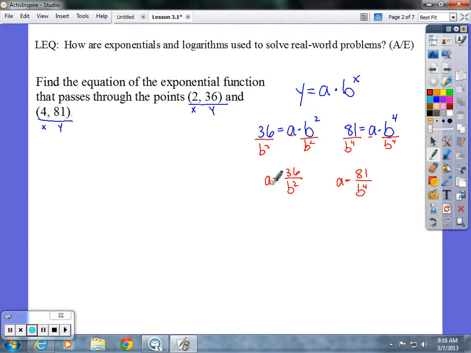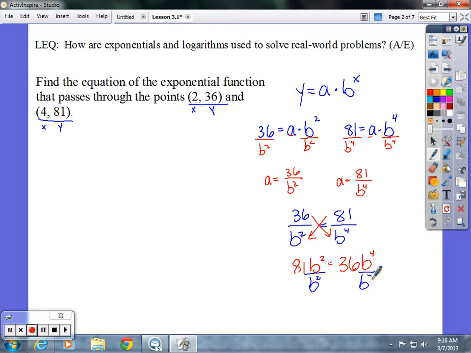Now, since I have a by itself in both of these, this is the equal values method, I can let the two fractions equal one another. So 36 over b squared equals 81 over b to the fourth. Cross multiply. Because we have two fractions equal to each other, it's called a proportion. So 81b squared equals 36b to the fourth. Get all my b's on the same side. I'm going to move the smaller number of b's. So 81 is going to equal 36b squared.